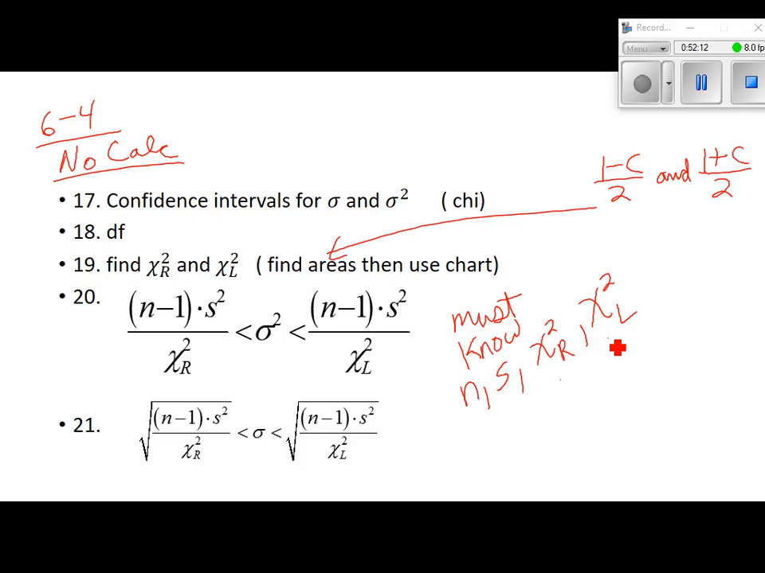Handle all that, Mr. Miller. Pretty easy stuff. It's the easiest thing we've done all year.